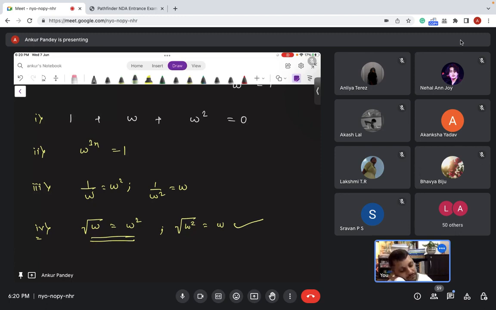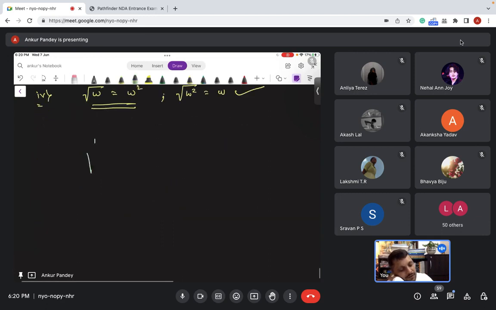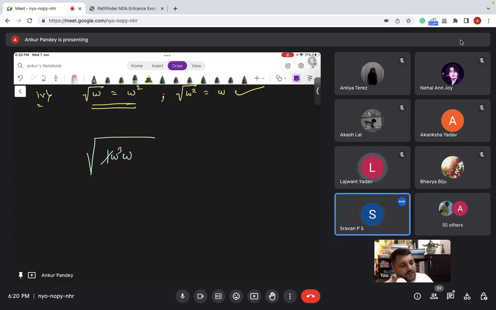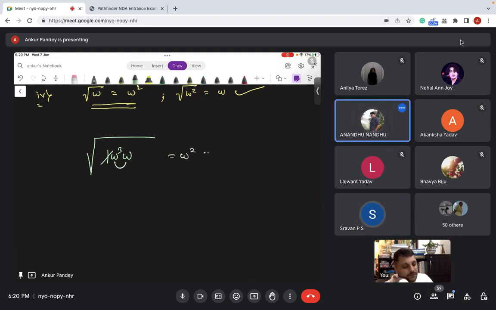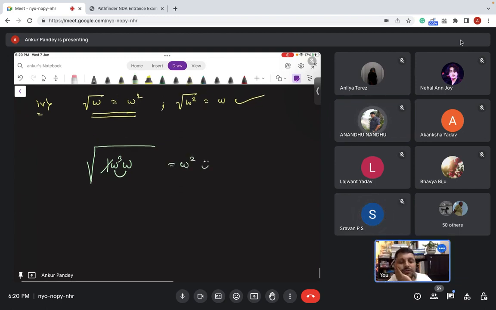See there. It's been asked what is the square root of omega? What is written here? 1? Yes or no? Instead of 1, can I write omega cube? This is omega to the power 4. What is square root of omega to the power 4? Omega to the power 2. Understood? Hence this is true. Clear?